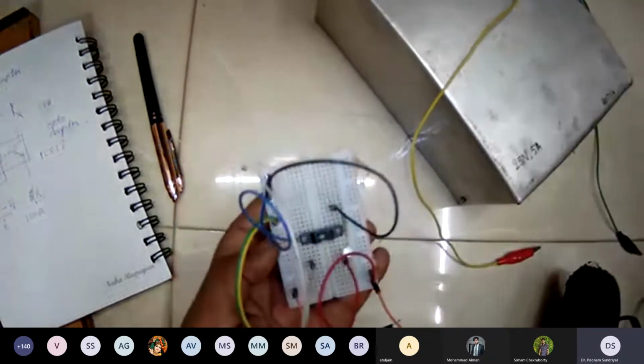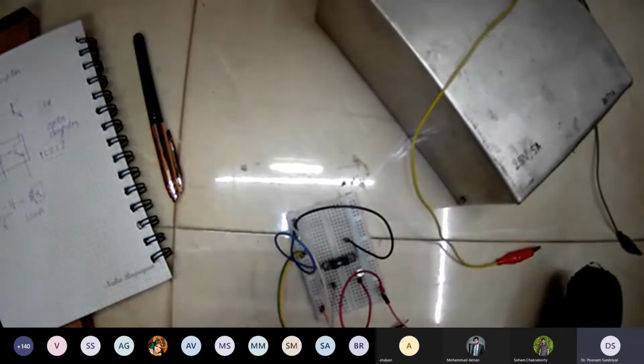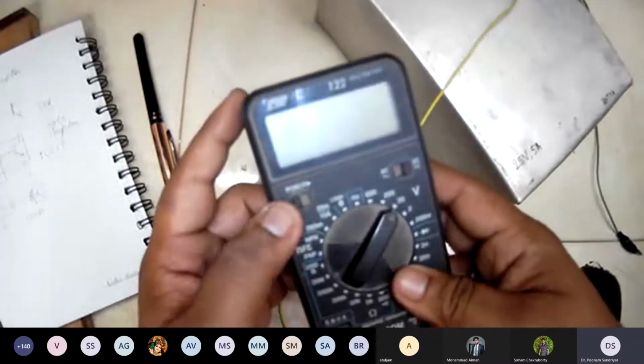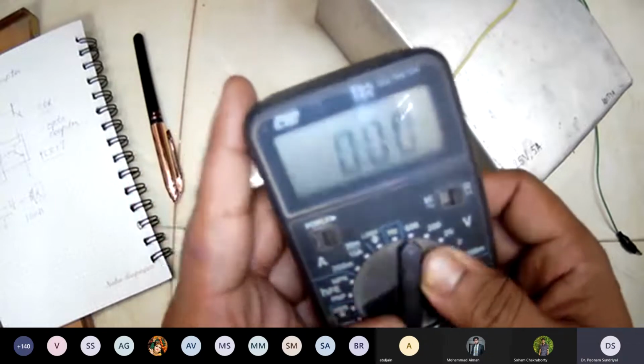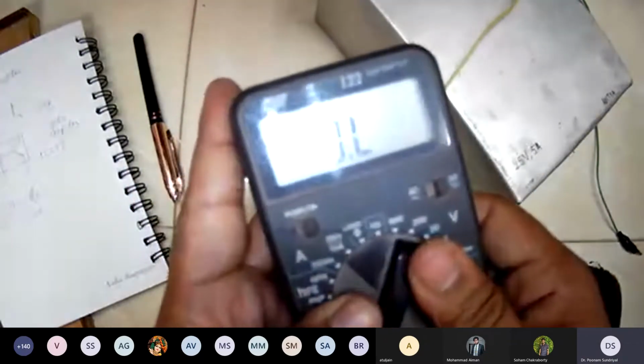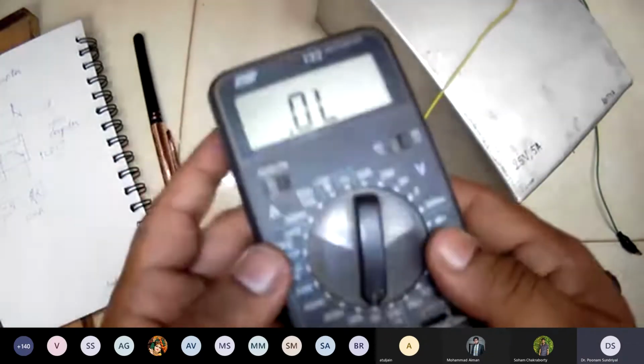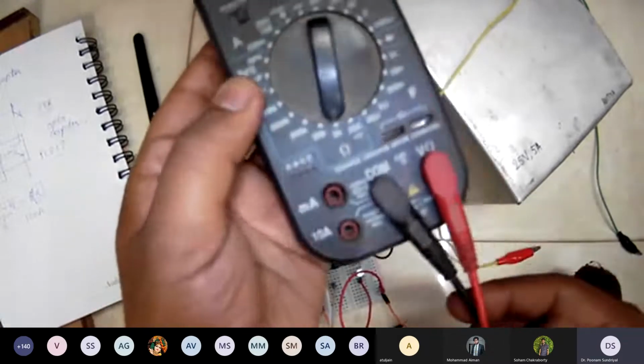All right. So let me show you the values of the resistors. We have the multimeter again. I'll switch it on. I'll go to resistance mode. So this is the multimeter that I was speaking about.